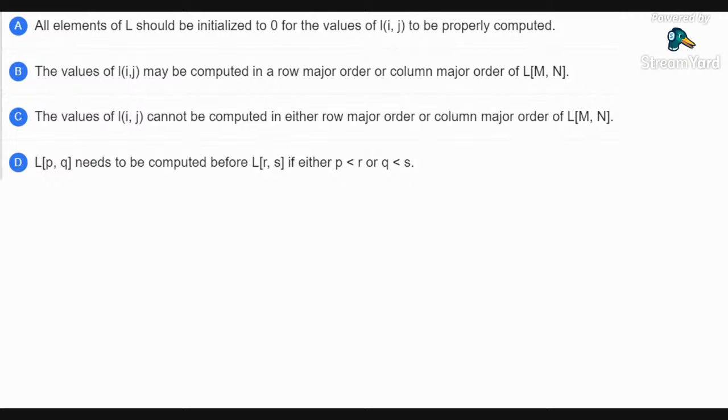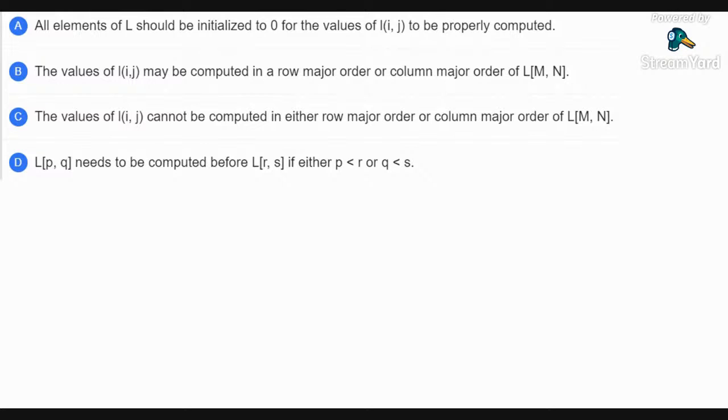Just look at the other options. Option C: the value of L(i,j) cannot be computed in either row major order or column major order. So option C is just a contradiction to option B. Option C is not a correct option. B is the correct option.